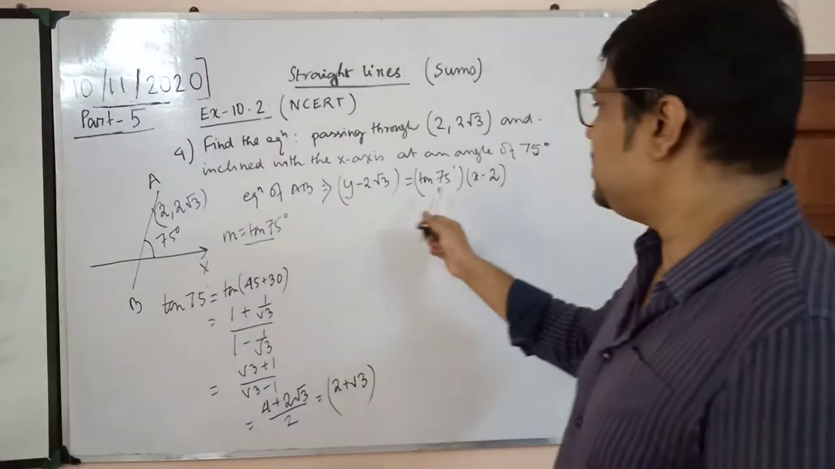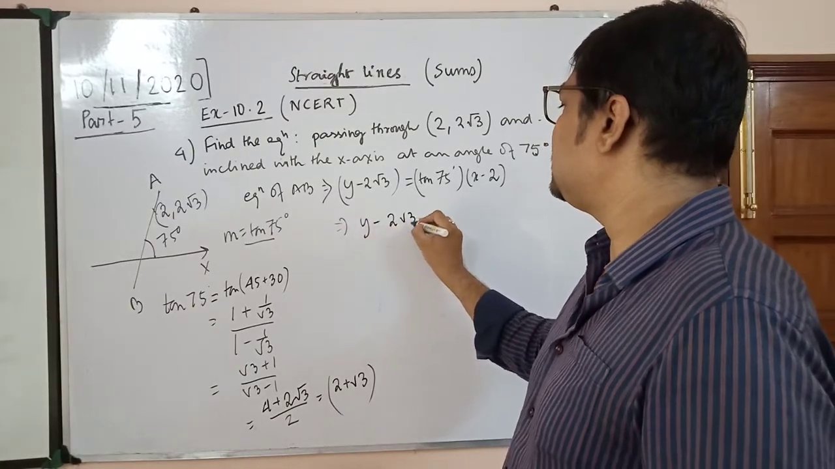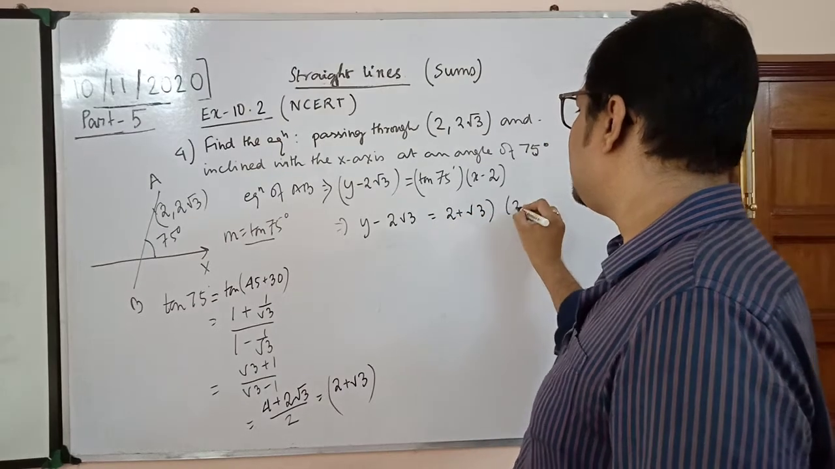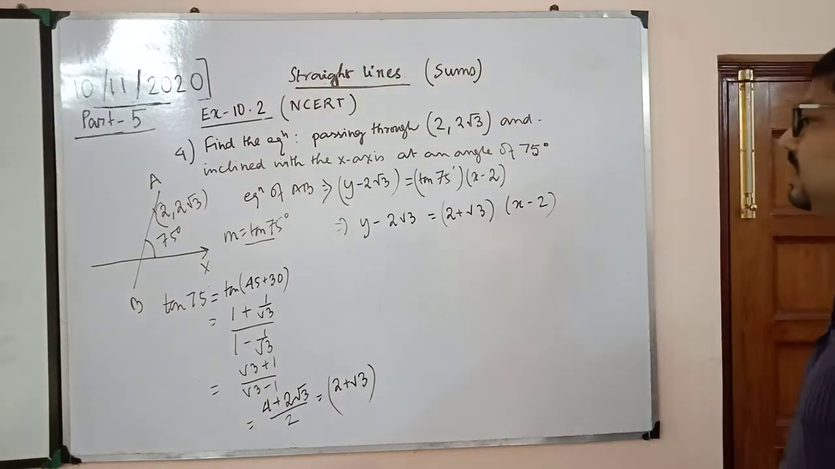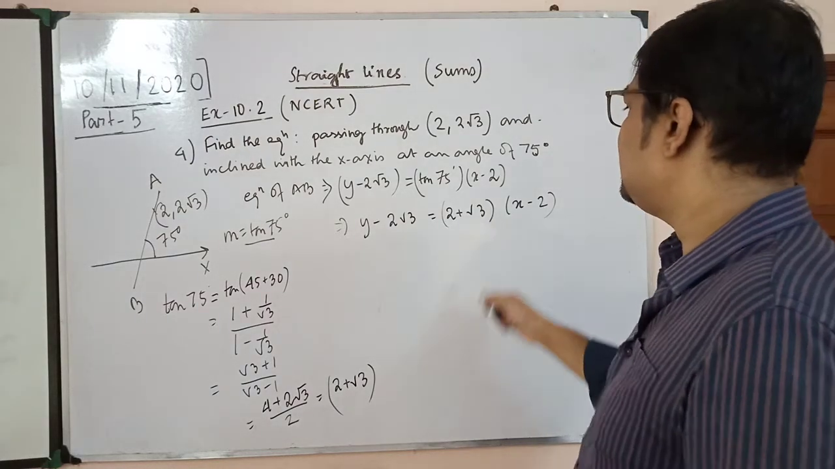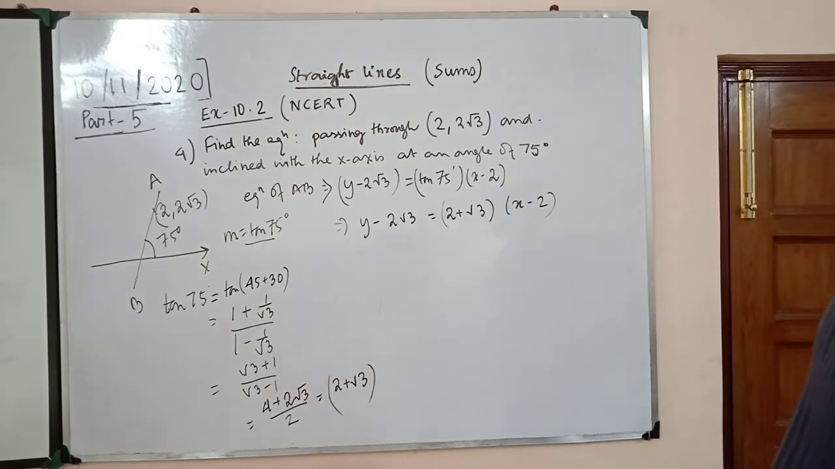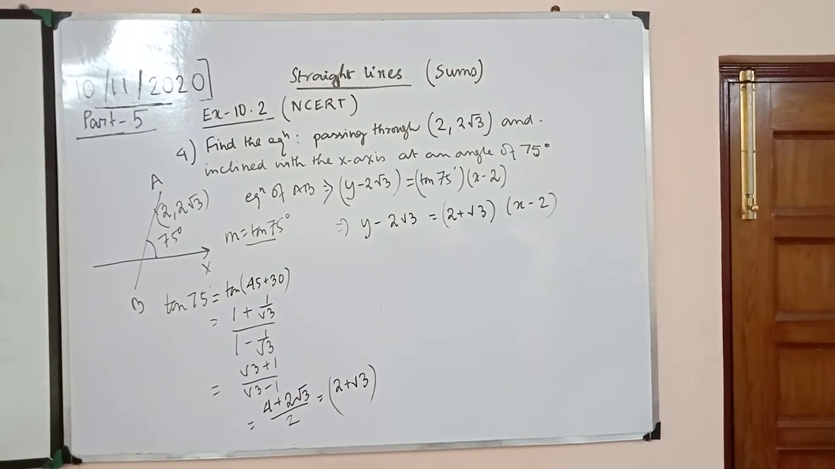So we are going to put it over here and simplify. That means y minus 2 root 3 equals 2 plus root 3 into x minus 2. So after this you can simplify, transfer terms to this side, and write the answer in a simplified form. So we proceed with the next sum.